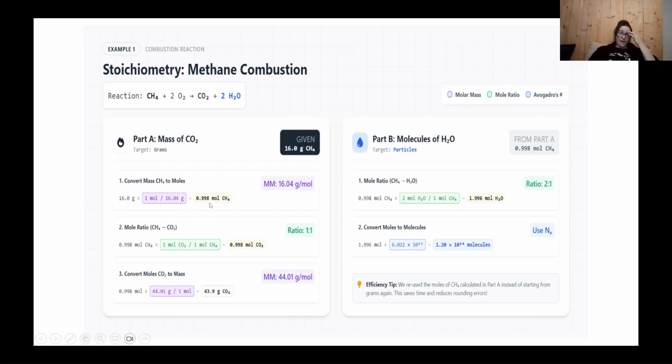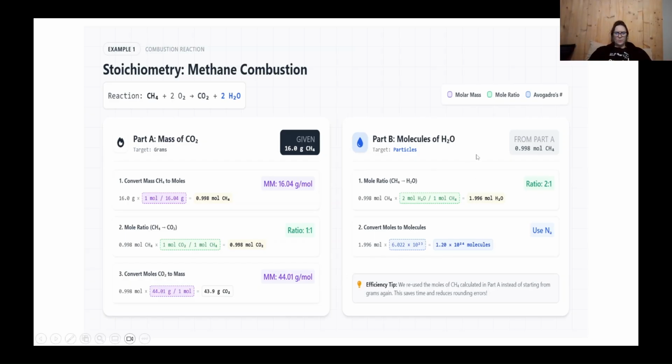So for every 1 mole of methane, you will produce 1 mole of carbon dioxide. So if you have this 0.998 moles of methane that you calculated, you will also produce 0.998 moles of carbon dioxide. Last step to get to grams, just multiply by the molar mass of carbon dioxide, because remember, this is moles of carbon dioxide, so we want the molar mass of carbon dioxide, which is 44.01. And so therefore, from 16 grams of methane, we would produce 43.9 grams of carbon dioxide.